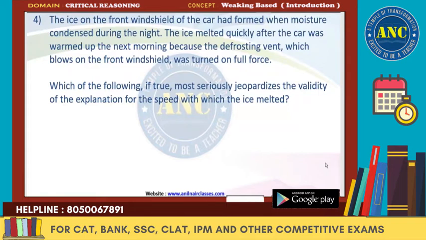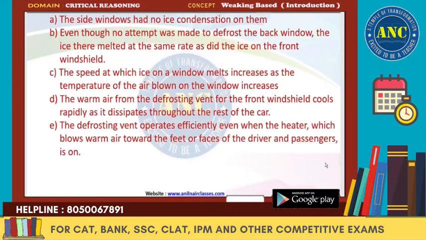Now, the speed with which the ice on the windshield melted is attributed to the air blowing full force from the defrosting vent onto the front windshield. So let us look at the options. Look at the second option, option B. Even though no attempt was made to defrost the back window, the ice there melted at the same rate as did the ice on the front windshield.